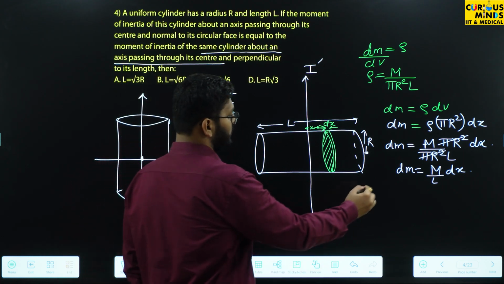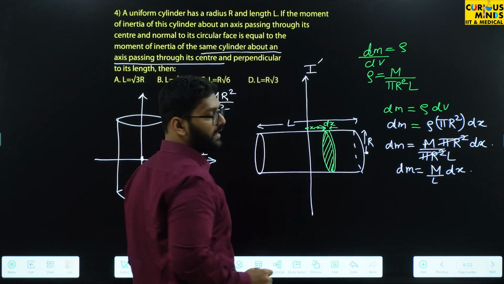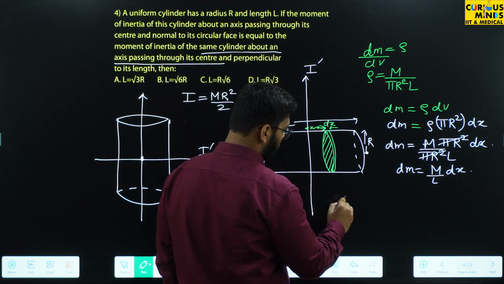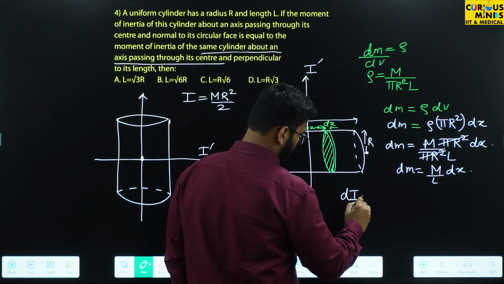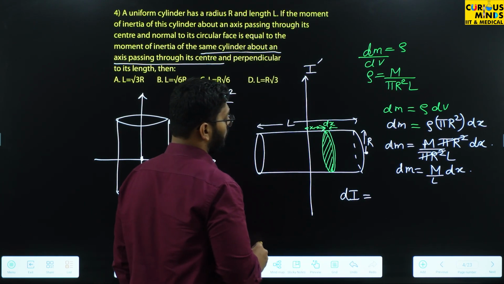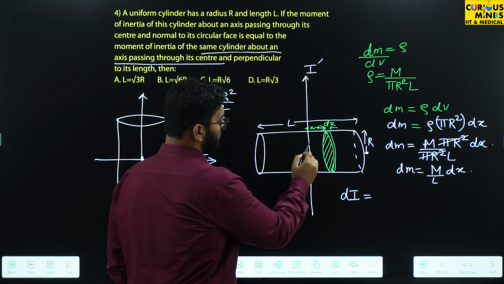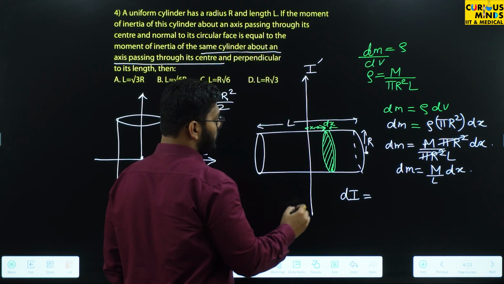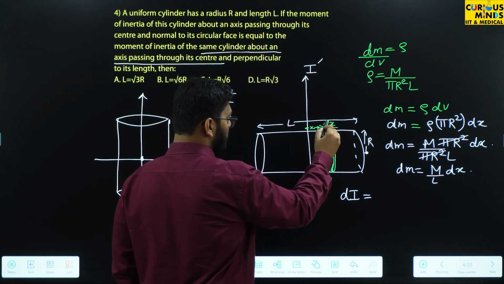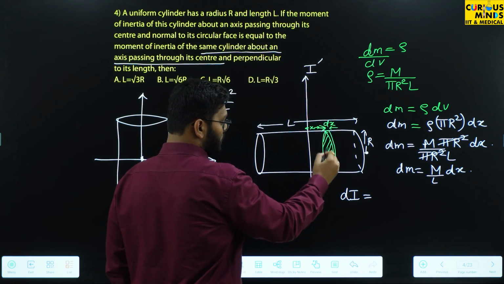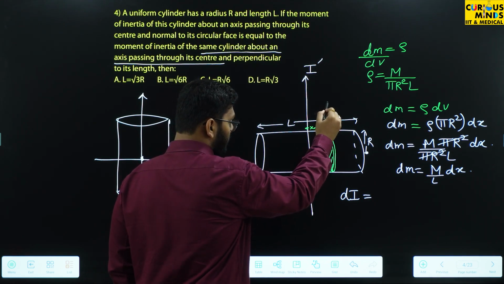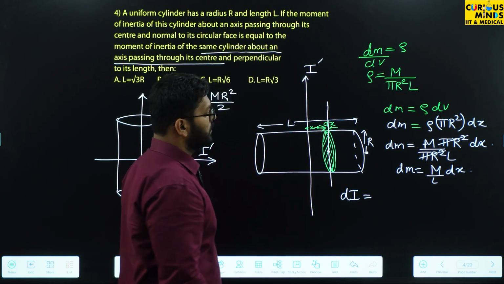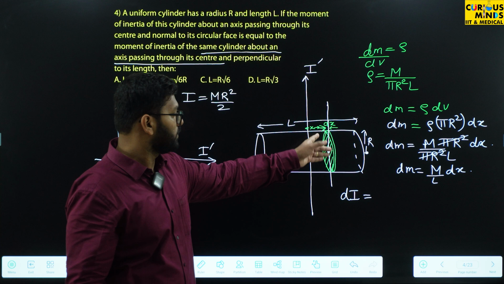Now this dm is at a distance x from the axis, right? So now we will find out the moment of inertia because of this mass here. Now how will you find the moment of inertia of this disc about this axis? One thing we can say is that this is a body like this and there is this axis passing through the center of this disc, okay, passing through the center.